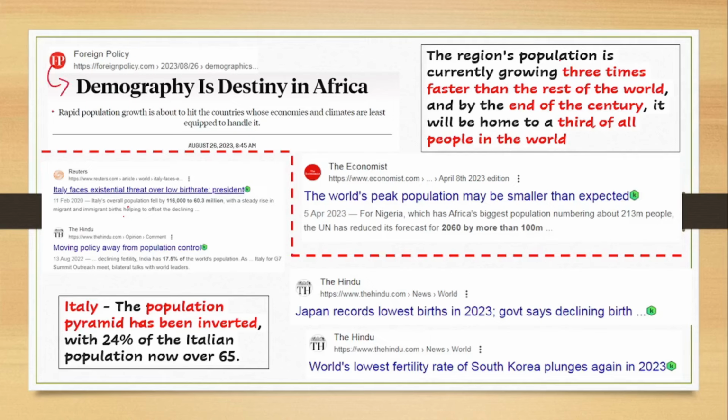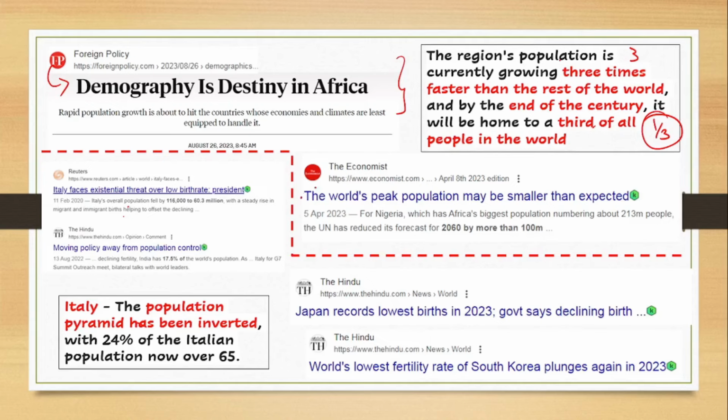In this Foreign Policy magazine, there was an article about demography is destiny in Africa. Because of the rapid population growth, it can either become a demographic dividend, or, if not used correctly, a demographic disaster. The article says that Africa's population is growing at 3 times the rate of the world population, and by the end of this century, almost one third of the people of the entire world will be from the African continent. So here it shows how Africa is suffering from population explosion and not the other way around.